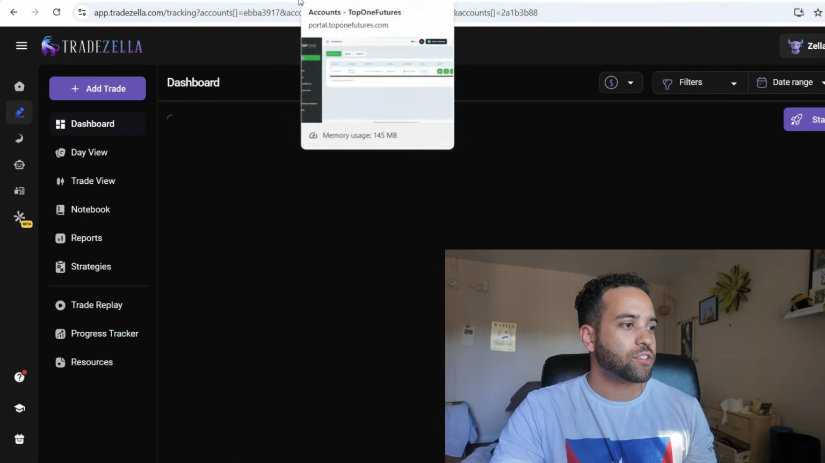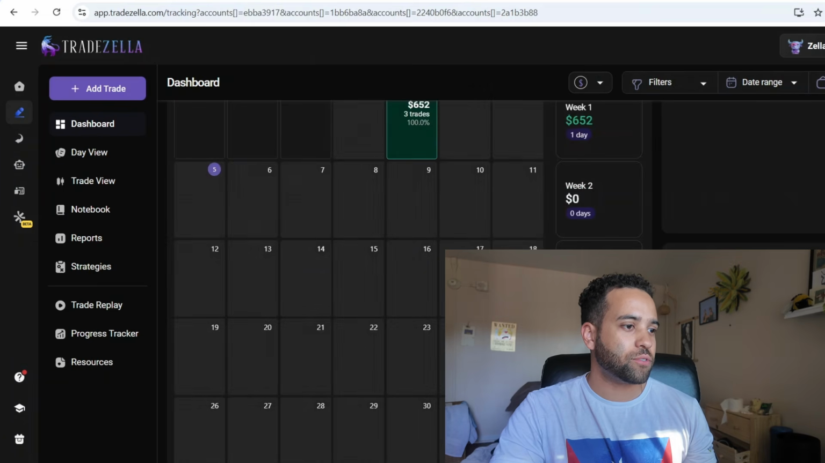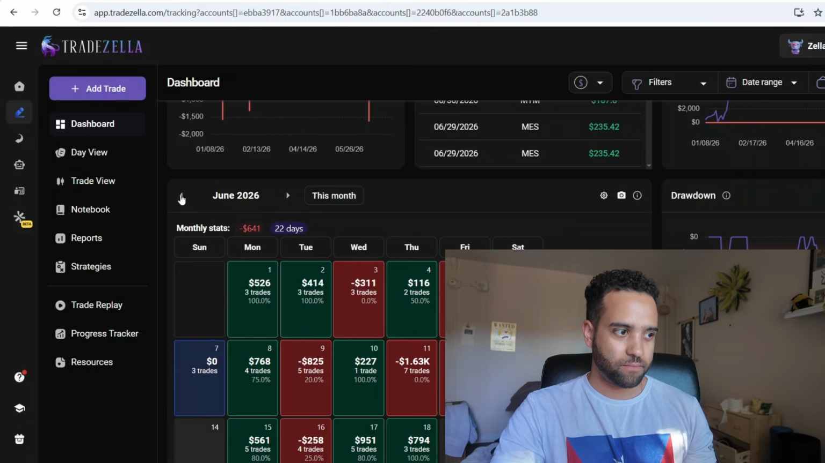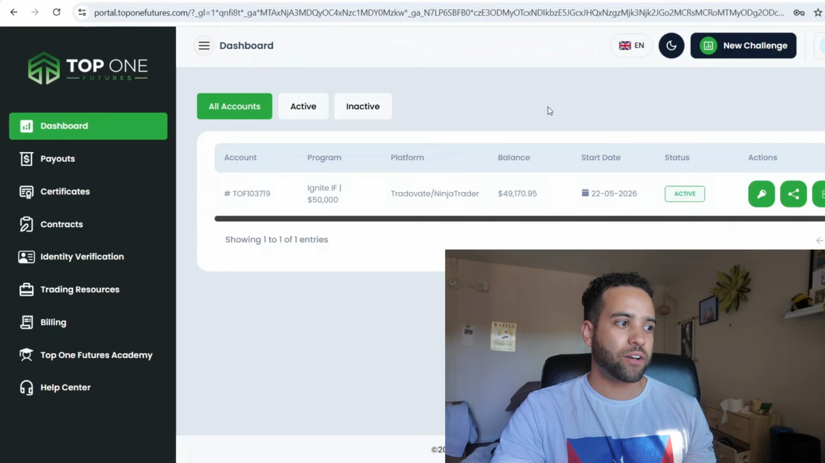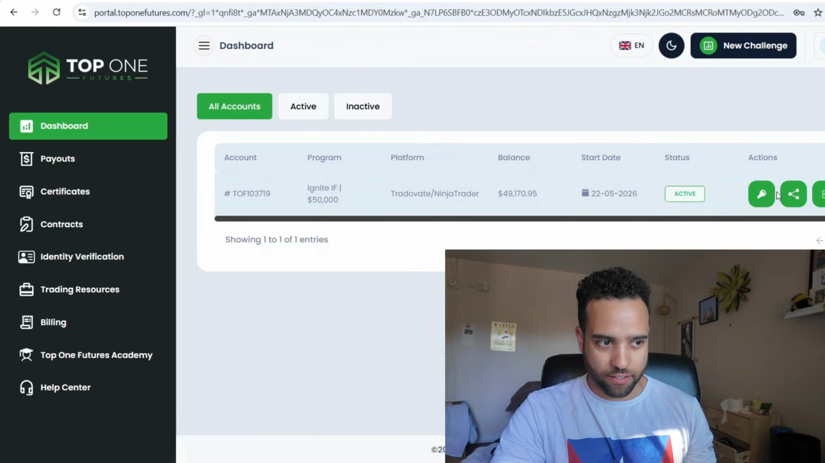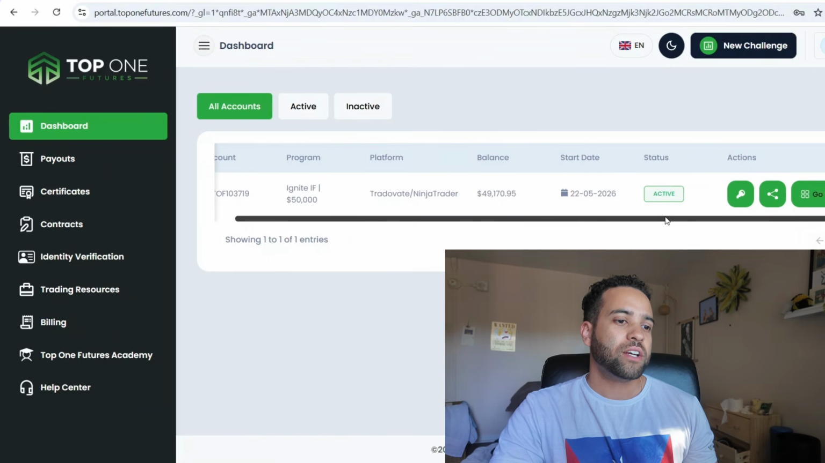Okay, so let's jump into my Top One account. So I also have one Top One account. This is an instant funded account. This is a 50K account, and I'm at 49.1, so I'm like 1K in drawdown in this account. I was actually close to blowing this one, but I kind of saved it a little bit. So I definitely am still in drawdown, about $800.